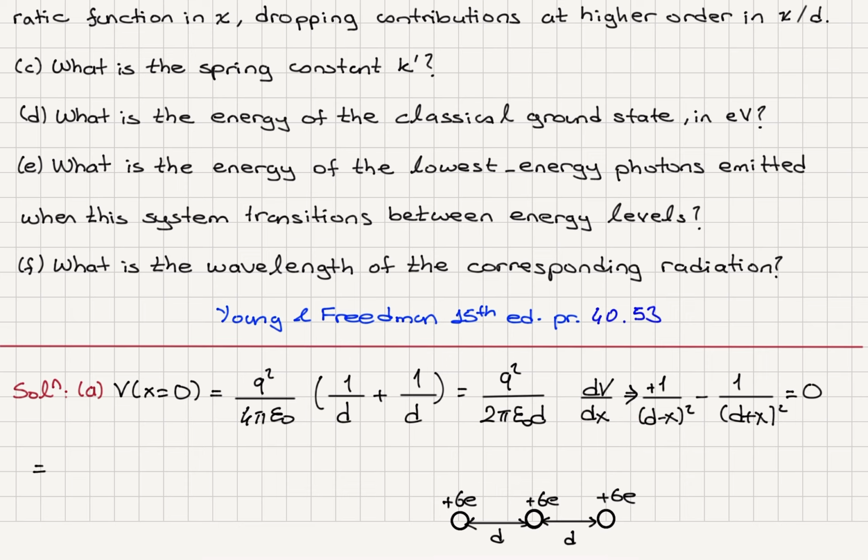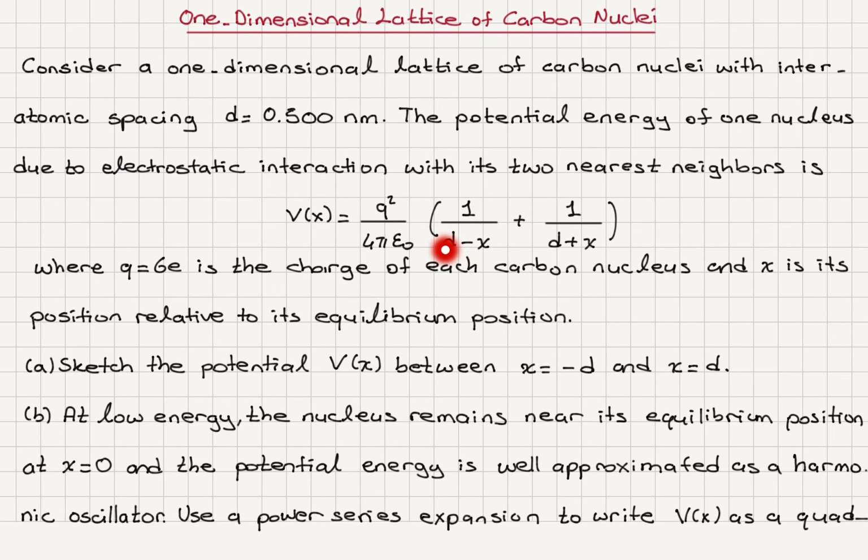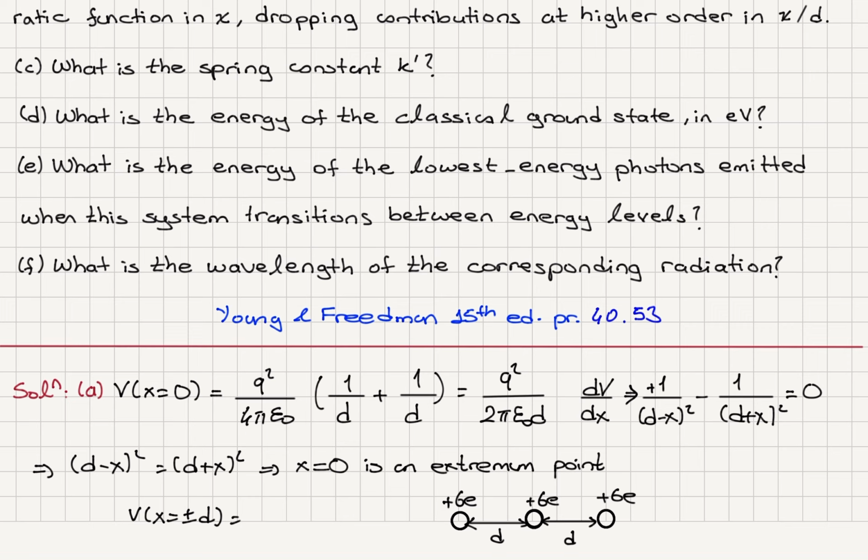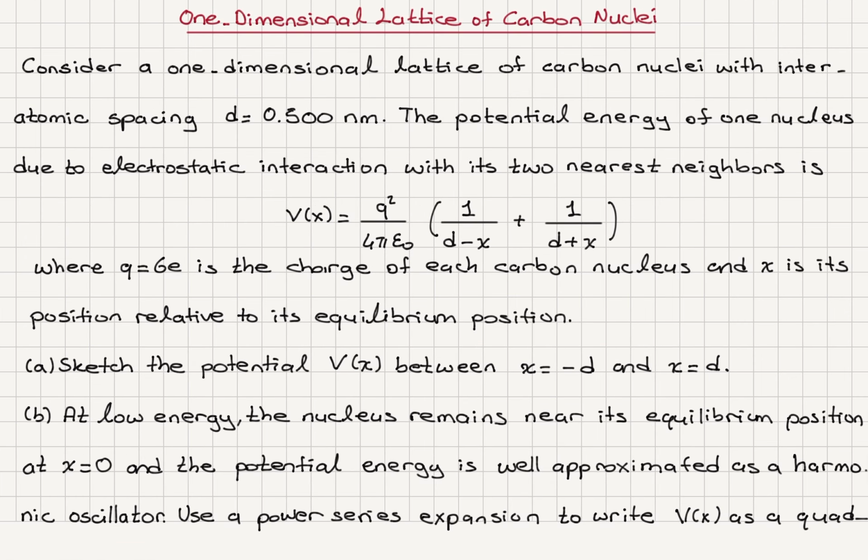So we find that d minus x squared must be equal to d plus x squared. Therefore, x equals 0 is a solution, is an extremum point. That's the equilibrium point. And how about the potential at x equals plus or minus d? The potential becomes, if I substitute x equals d here, this is going to blow up. So the potential is going to become infinite. So with these observations, I can plot the potential between x equals minus d and x equals plus d.